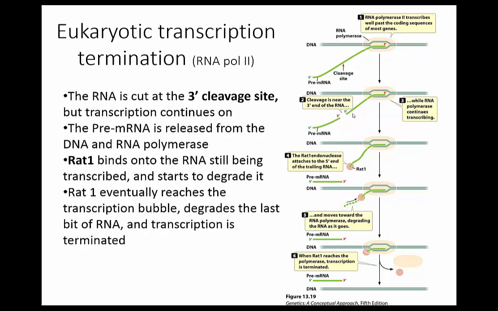What happens to the RNA that is produced, however, is that it rapidly gets degraded. And so right here where this cleavage site was, a protein called RAT1 binds to that RNA and starts to chop it up. Pretty soon RAT1 will then catch up to the RNA polymerase, and once it degrades that entire RNA, then the RNA polymerase will at that point fall off of the DNA and transcription is terminated.